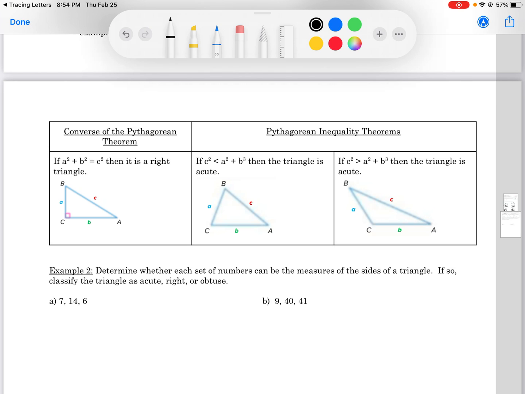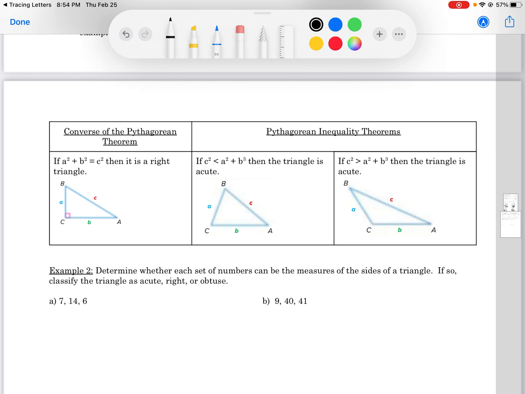First, we said before, if we have a right triangle, then a squared plus b squared equals c squared. Now we're saying if a squared plus b squared equals c squared, then we have a right triangle. So it's just the reverse, the converse. So that's true. If it's equal, we're going to get a right triangle.